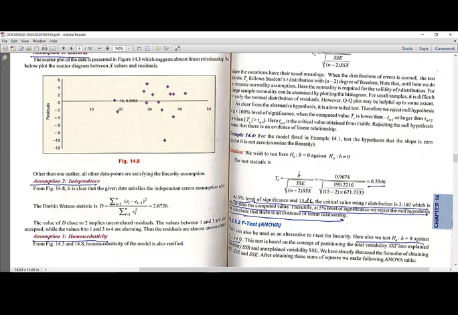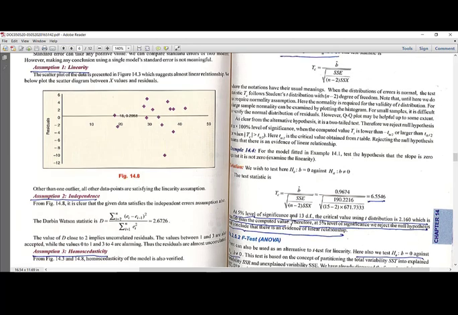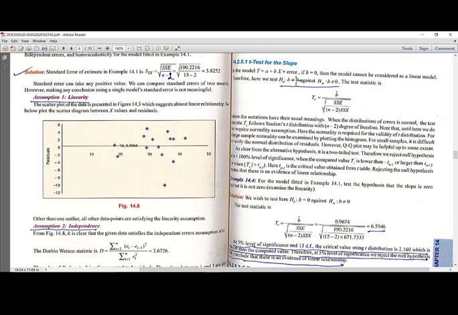For 13 degrees of freedom at 5% level of significance, the critical value using the t-distribution is 2.16. We can see this in the t-distribution table from the statistical tables. But the calculated value is 6.5546. So as per our hypothesis testing procedure, we reject the null hypothesis and accept the alternative hypothesis. Rejecting the null hypothesis means that b equals 0 is rejected, and we go for the alternative hypothesis, b not equal to 0.